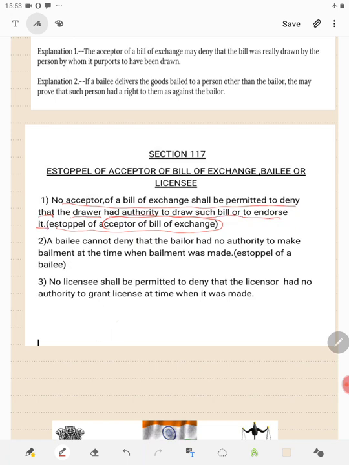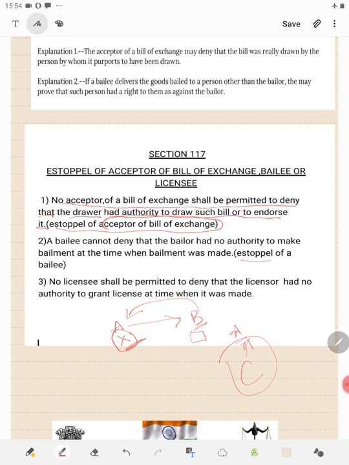So suppose A is giving and B is accepting a check, then A cannot deny that B had no authority to give that check. If he had no authority to give that check, then why is B accepting it? However, what he can say is that if A has signed the bill, but the bill should have been signed by C, the check, then that can be claimed, but it cannot be claimed that A has no authority to sign it.